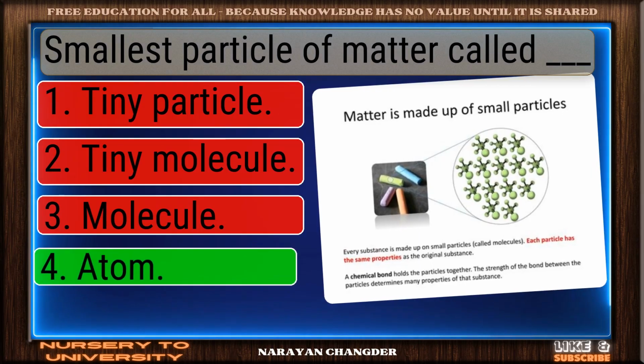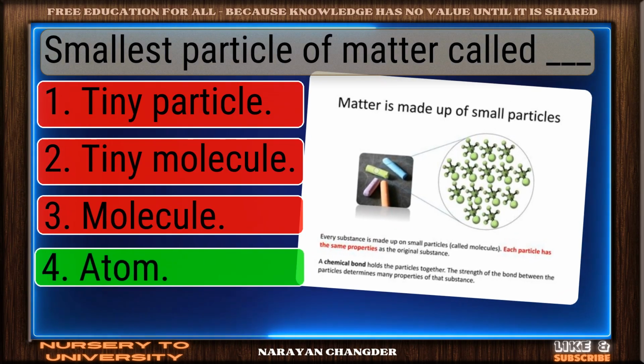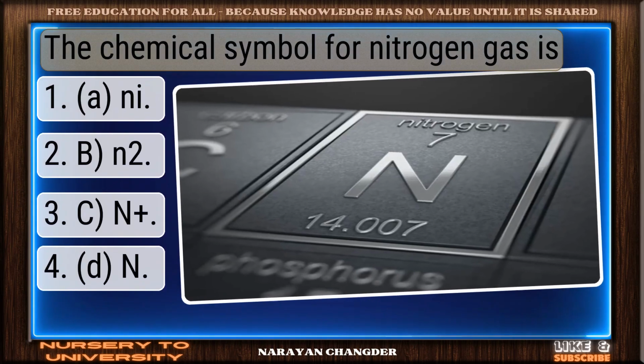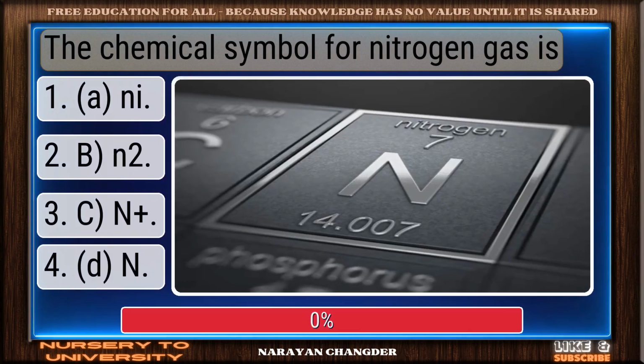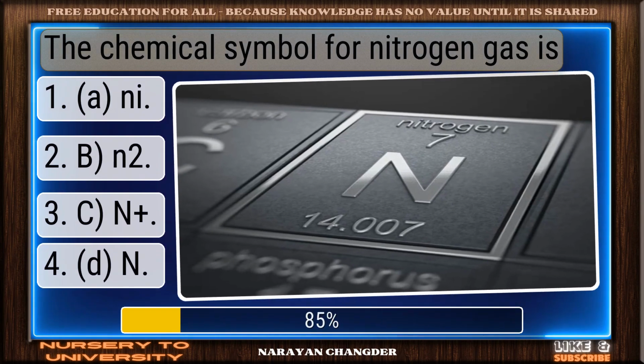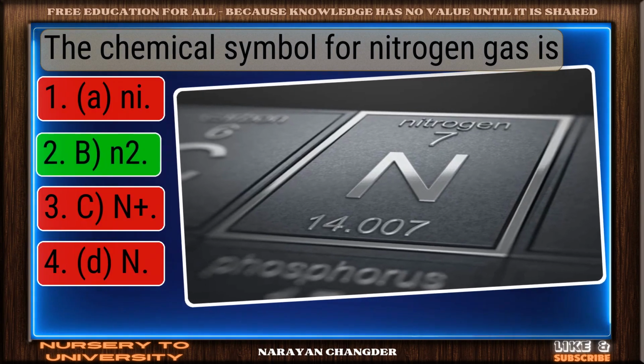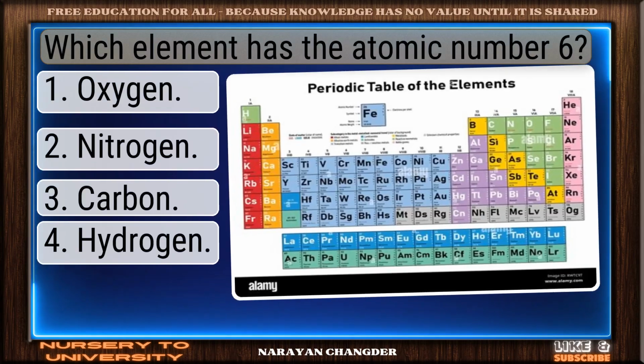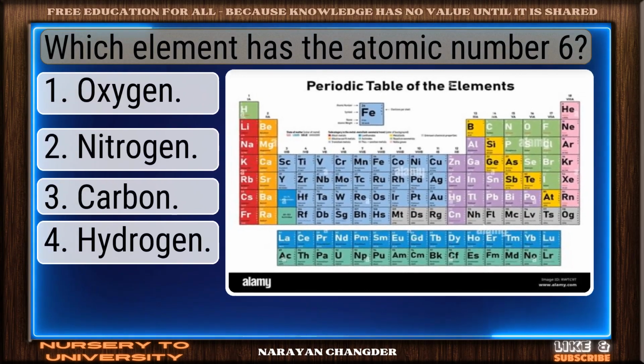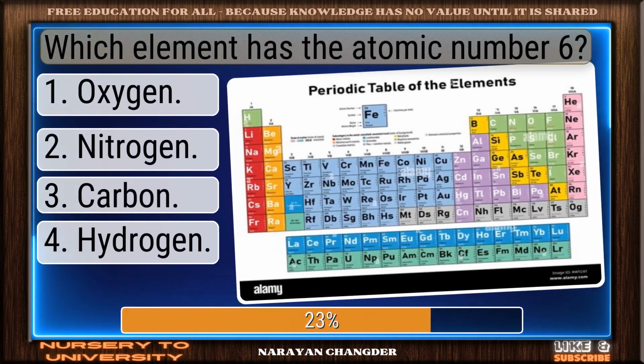Great job. Atom is the accurate answer. Question number 195. The chemical symbol for nitrogen gas is? Excellent choice. N2 is the right answer. Question number 196. Which element has the atomic number 6?